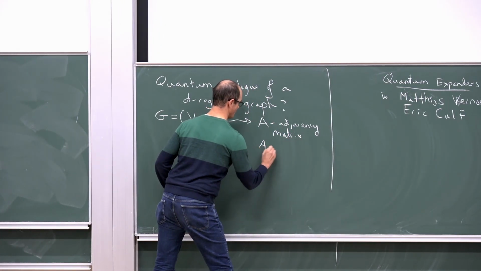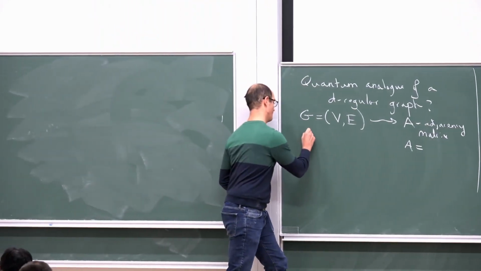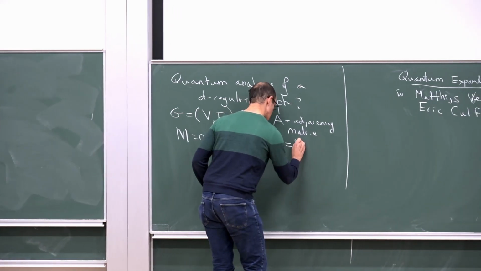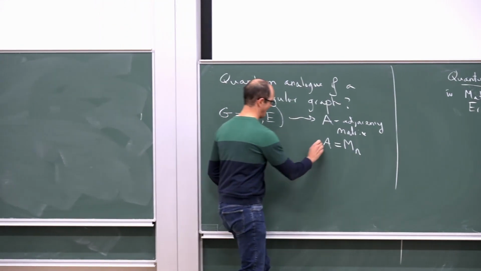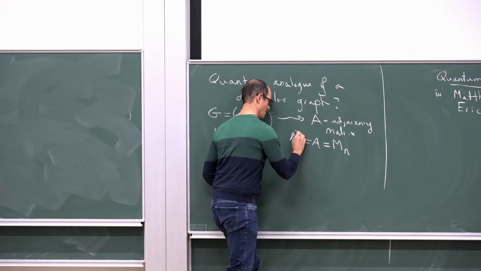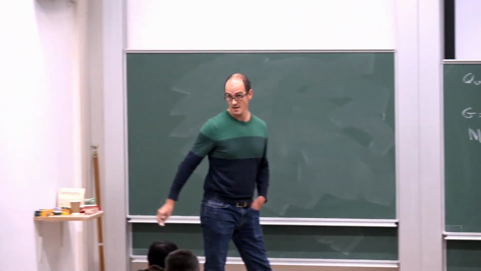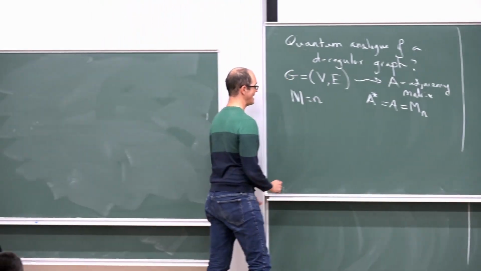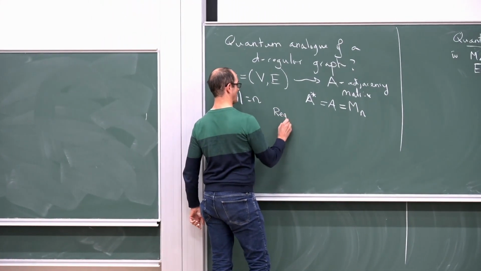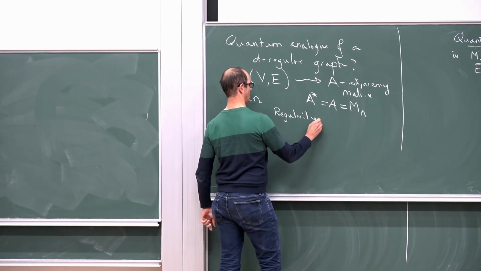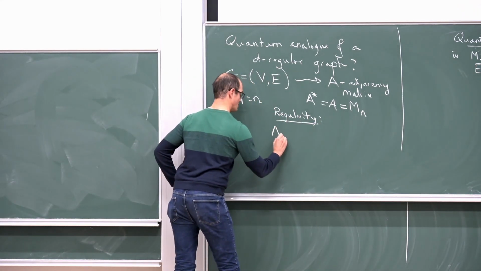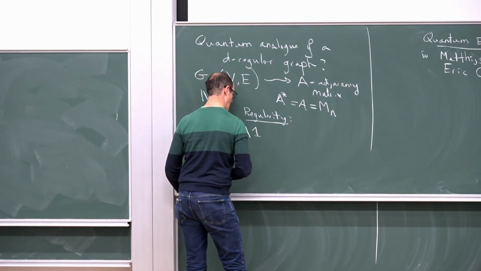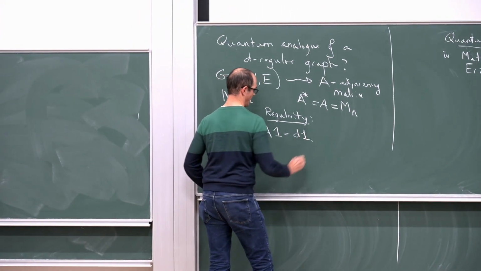If we have n vertices, then A is an n by n matrix. And being undirected, we take it to be self-adjoint. It's a 0, 1 matrix. And regularity really is saying that, up to a scale, this adjacency matrix is a unital map. So A of 1 is d times 1.